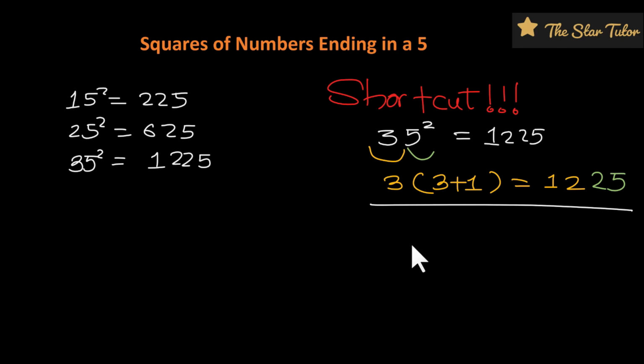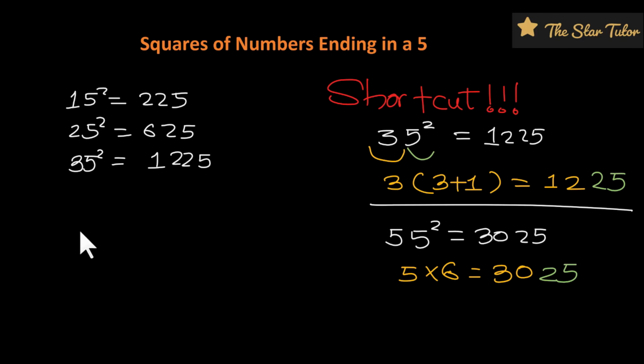Now let's try the square of 55. Using the same method, 5 times 5 plus 1 is 6, is 30, and the square of 5 is 25. The last two digits, by the way, of all answers will be 25. You just have to work on finding the part before the 25. What about 75 squared? 7 times 8 is 56, then 25.